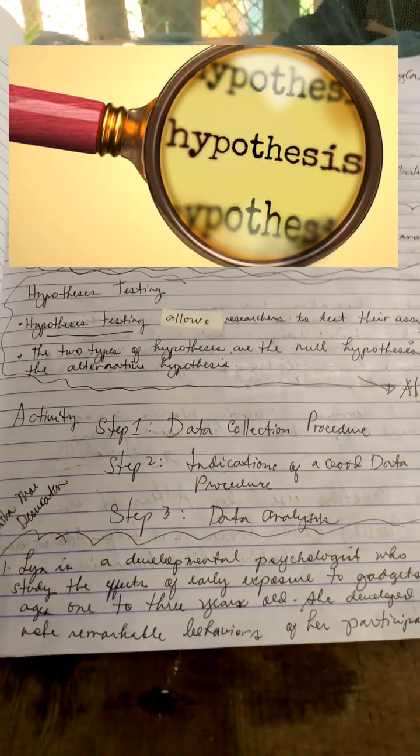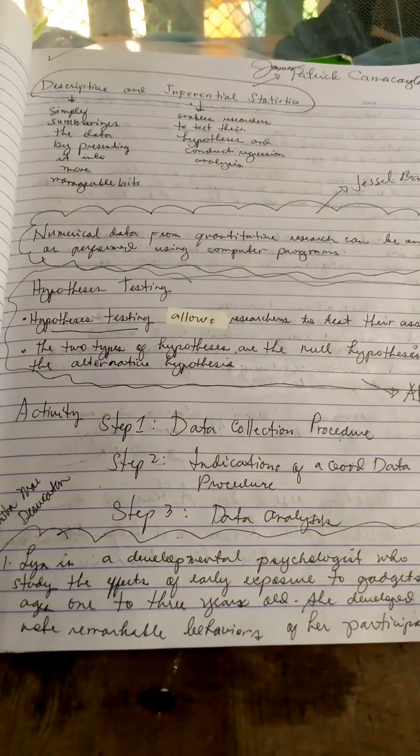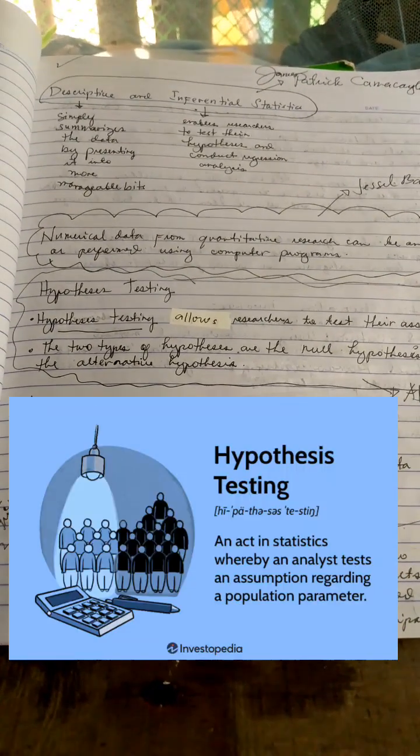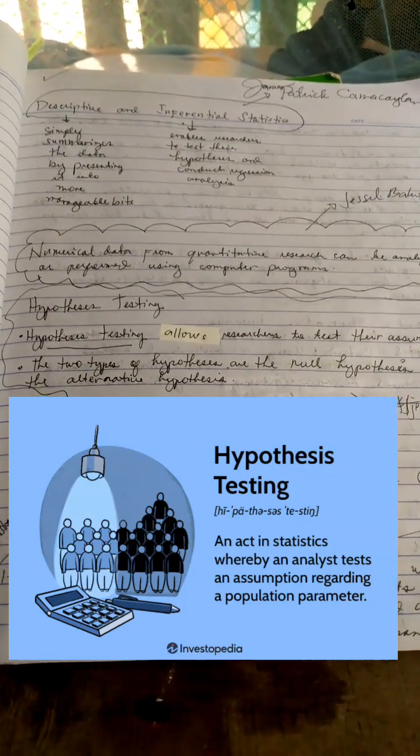Hypothesis testing. Hypothesis testing allows researchers to test their assumptions. The two types of hypothesis are the null hypothesis and the alternative hypothesis. This will be explained by my groupmate, Algerald Fariola.